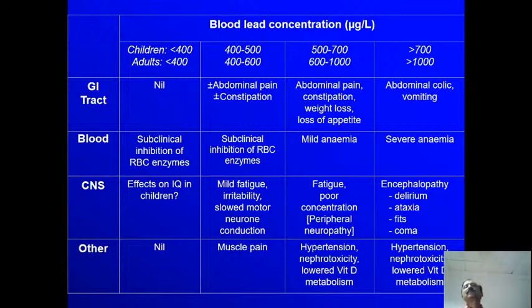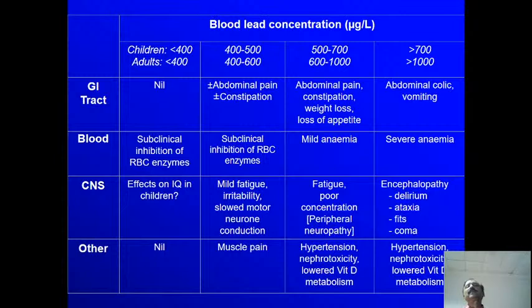As far as the blood is concerned, we talked about the basophilic stippling, but it leads to an inhibition of the RBC enzyme. So once that takes place, you have anemia. Anemia can be mild to severe. The more problematic areas are the CNS, the central nervous system. You have initially possibly a defect in the IQ, and then mild fatigue, irritability, slowed motor neuron conduction, loss of concentration, peripheral neuropathy, and then finally encephalopathy, which is characterized by delirium, ataxia, fits and coma.